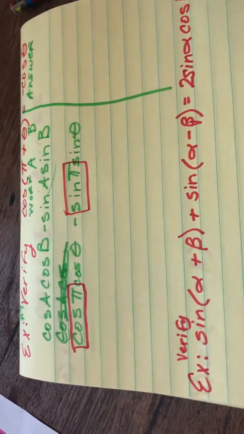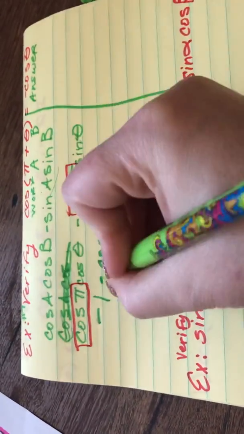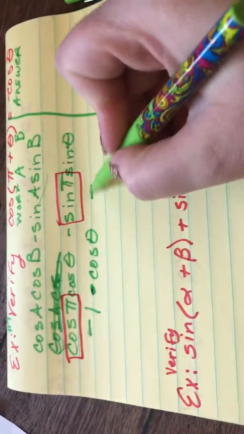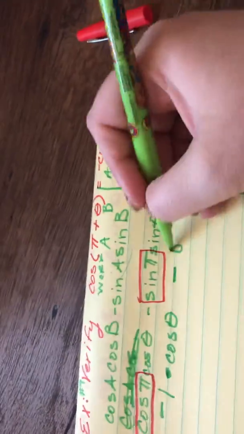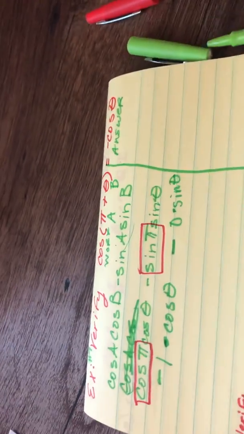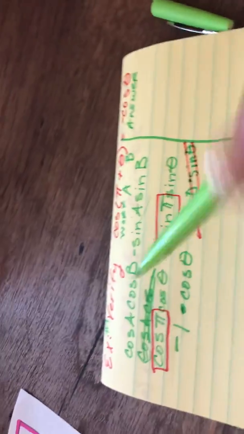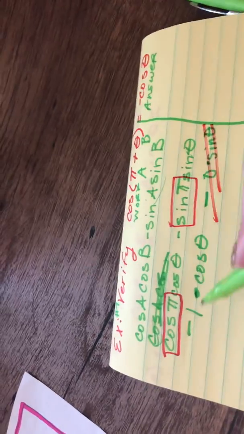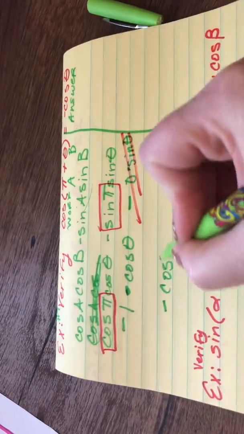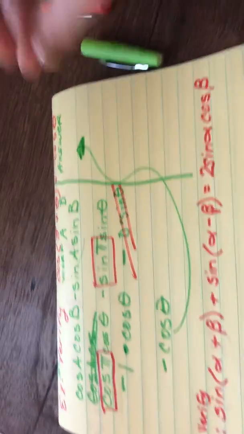So this is -1 times cosine theta, minus, let's see, sine of pi. That's the y value at pi. And that's 0. So minus 0 times sine theta. The 0 times sine theta knocks out. And over here on the left, we just have -1 times cosine, that's just negative cosine theta. And that's what we were supposed to get.